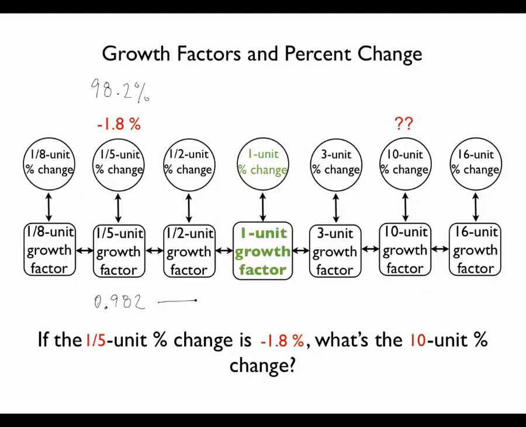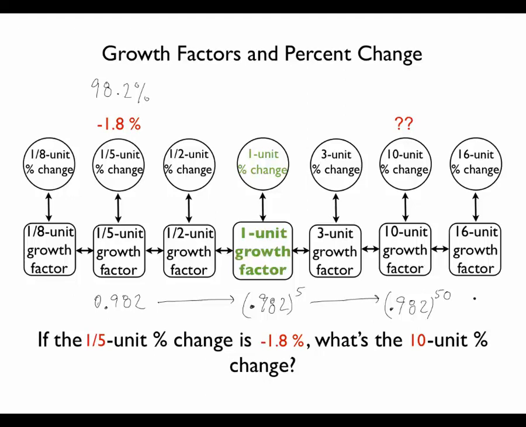To the 5? So we're going to take the 1/5 unit growth factor to the 5th to get the 1 unit. Good. To the 10th. So if I take it to the 5th and then to the 10th, it's like taking it to the 50th. So I take that whole thing to the 10th. That'd be the same as taking the 0.982 to the 50th.